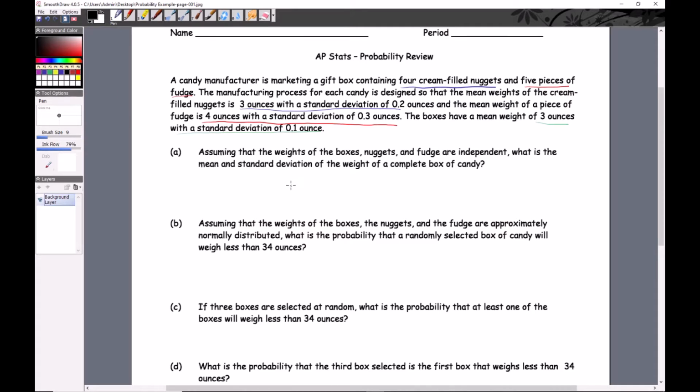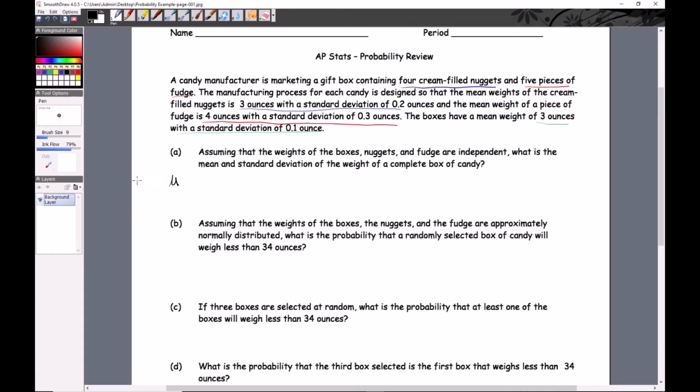Assuming that the weights of the boxes, nuggets, and fudge are independent, what is the mean and standard deviation of the weight of a complete box of candy? All right, so this is combining random variables, and there are 3 of them: nuggets, fudge, and boxes. So let's go ahead and do the mean first, and let's get this a little bit more detailed.